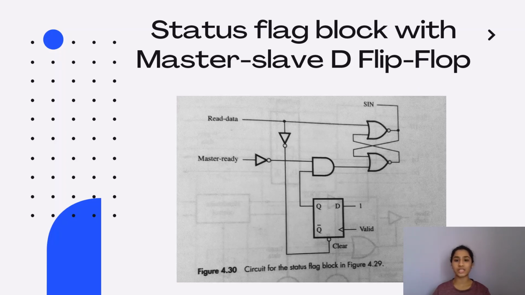The status flag is present in both the input as well as the output interface. In the case of the output interface, it is S out, but its internal circuit diagram is the same as S in.